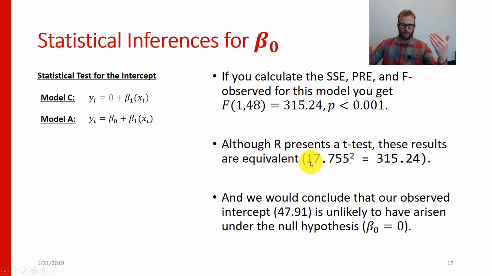R gives us a t-test of 17.755, and so it tells us that the p-value is very, very small. If you just square that, you get 315.24, which is the same F value that we got here, and generates the same p-value. So for the same degrees of freedom, a t of 17.755 gives you the same probability as an F test with 315.24, because these are asking equivalent questions. It's just that one is modeling this with a t distribution, one is modeling this with an F distribution, but you arrive at the same answer.